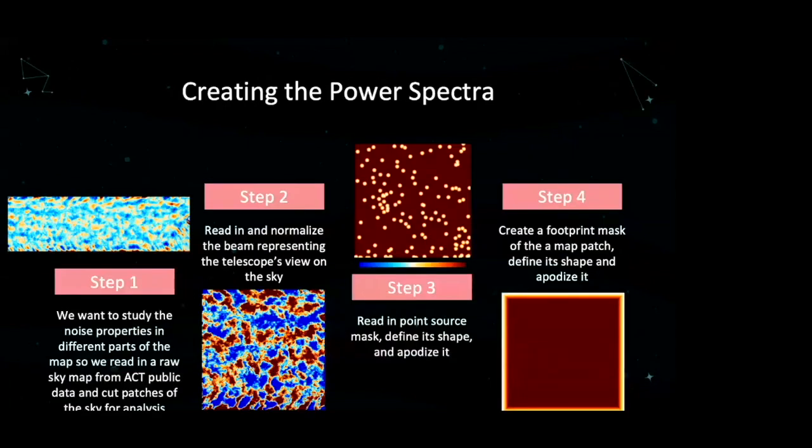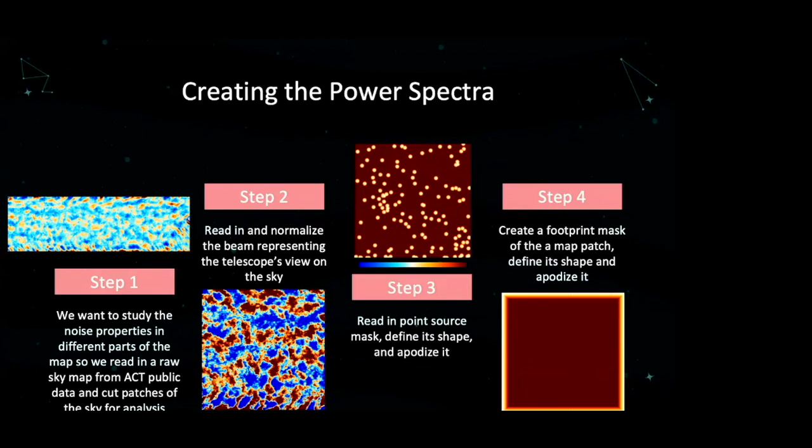So here is what I did. I created an auto power spectra, and here are some of the steps that I went through. The first step is we start out with a large map. This is actually a cut of the large map, but we start out with a large map, and we cut this map into smaller patches. So what I have here is one patch of the sky.